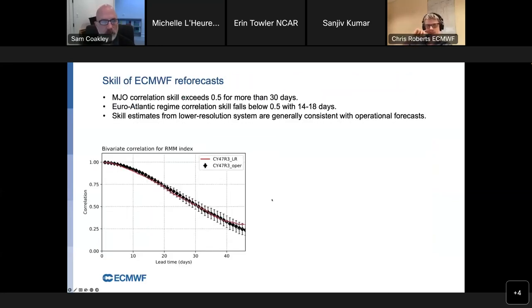Just to compare these two systems, this is the bivariate correlation for the Wheeler and Hendon multivariate MJO index. In our S2S system, MJO correlation skill exceeds 0.5 for more than 30 days. The black diamonds with the error bars are the skill in our operational system, and the red line is the skill in this lower resolution system. So they're extremely similar.